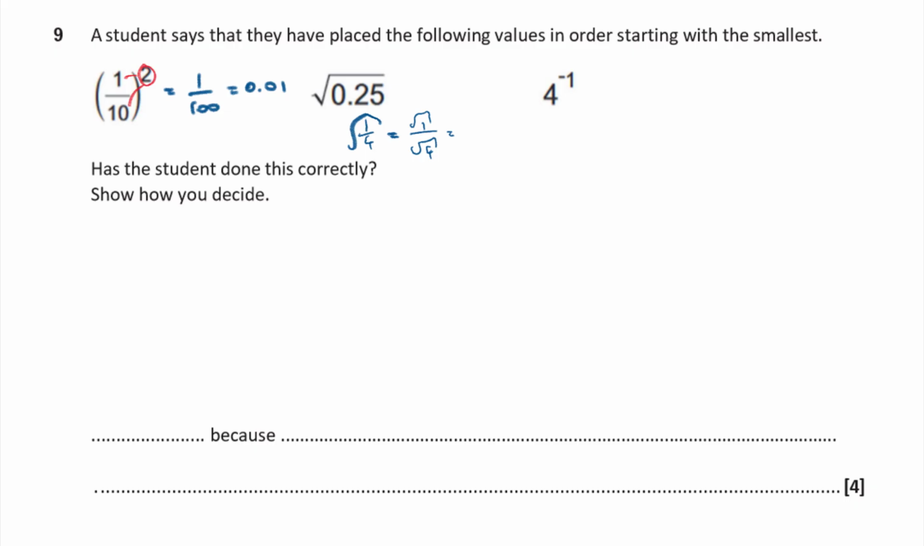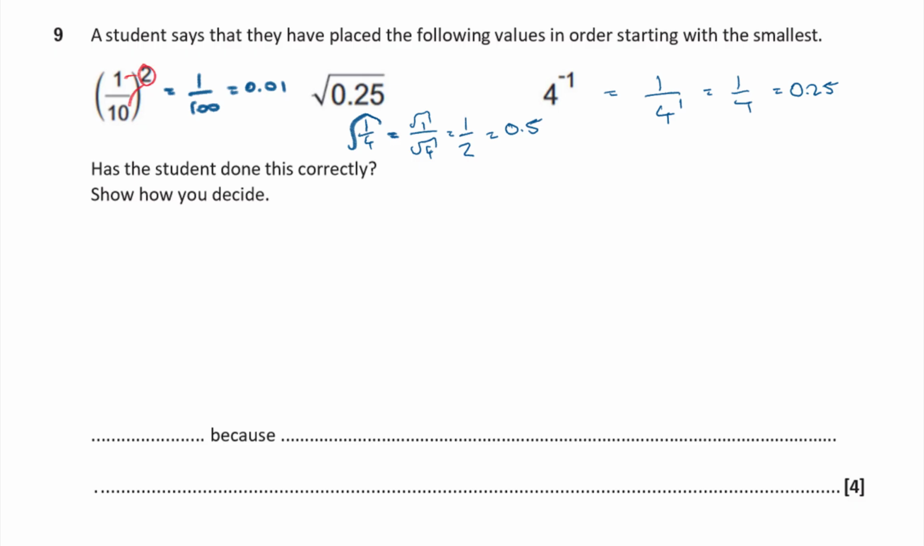Again, applying the root to both parts of the fraction, that's the same thing as 1 over 2, which is 0.5. So that's substantially bigger than the first one, so they're all looking good. And then I've got 4 to the minus 1. 4 to a negative index is the same as 1 over the same number to a positive index. That's the same thing as 1 over 4 to the 1, or just a quarter, which as a decimal is 0.25. So that's a slight problem because root 0.25 is actually bigger than 4 to the minus 1, and so she's got it the wrong way around.